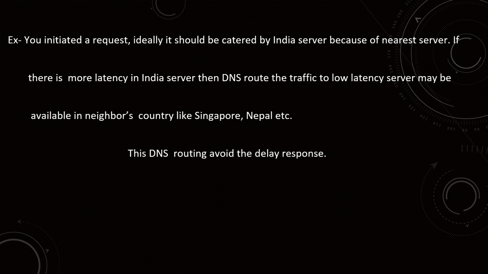If there is more latency in the India server, then DNS routes the traffic to a low latency server that may be available in the neighboring countries, for example Singapore or Nepal, etc. Wherever servers are available, DNS routes and caters your request by routing the traffic to the nearest server. If the India server has more latency, this DNS routing avoids the response delay. Coming to the next slide.